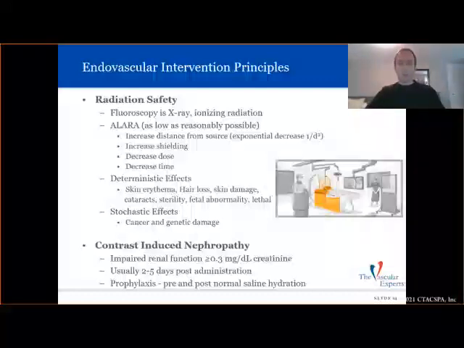And then we use a lot of contrast. Contrast nephropathy occurs usually 2 to 5 days after administration. We usually don't see it in vascular, but it is something to be aware of.